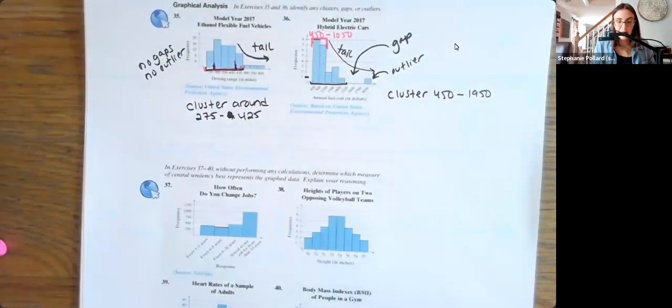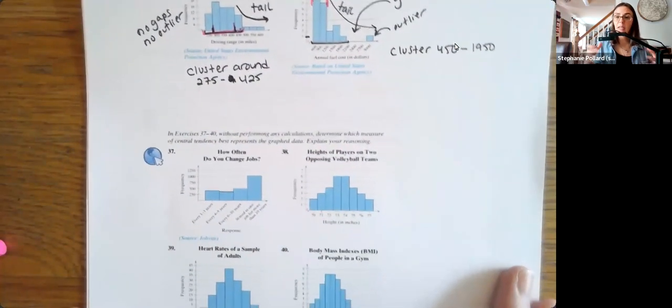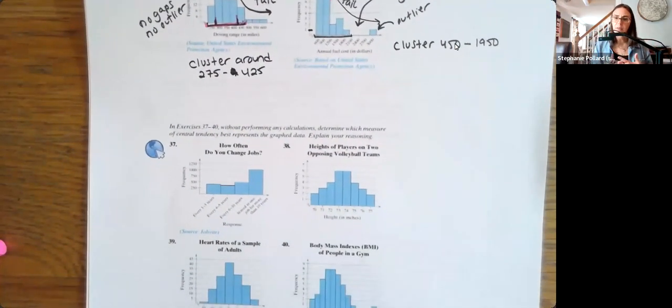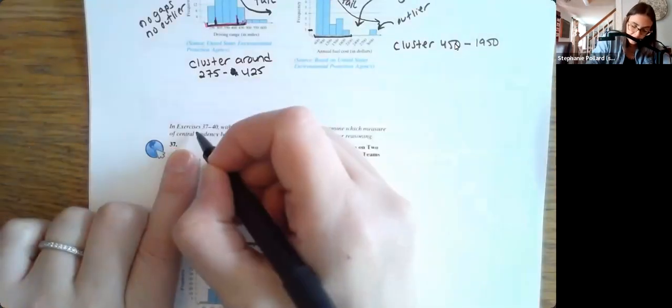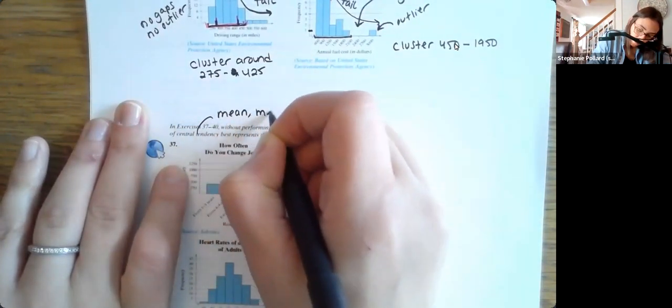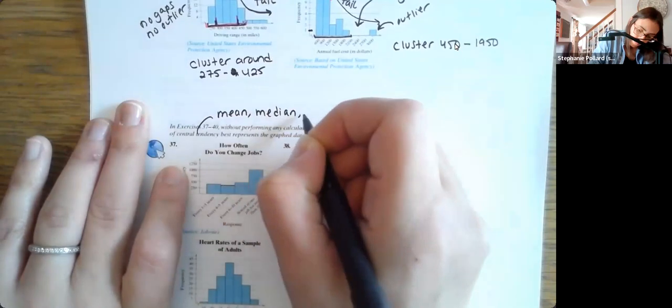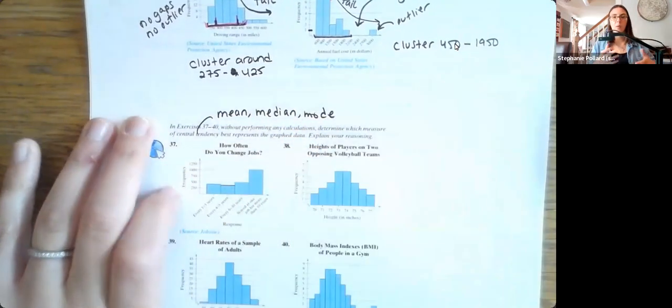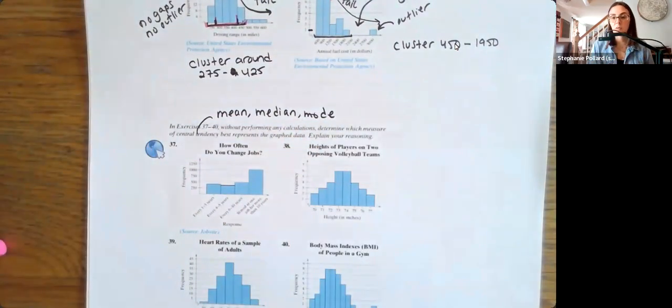All right. In the next few exercises, again, we're just looking at graphs and trying to understand some of the patterns that we see there. Without performing any calculations, determine which measure of central tendency best represents the graph data. Now, remember, central tendency refers to mean, median, or mode. So we're trying to decide, well, what could be the best center to use?